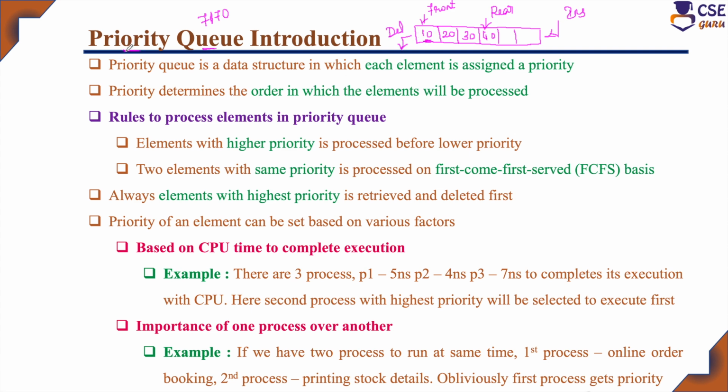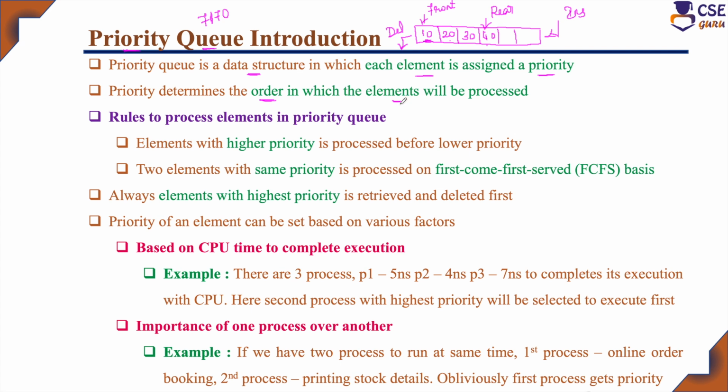So what do you mean by priority queue? It follows all the rules of the queue data structure, that is, insertion happens at the rear end and deletion happens at the front end, with one extra quality: a priority queue is a data structure in which each element is assigned a priority. So if 4 elements are there, all the 4 elements will be assigned a priority: 1, 2, likewise. So priority will determine the order in which elements will be processed.